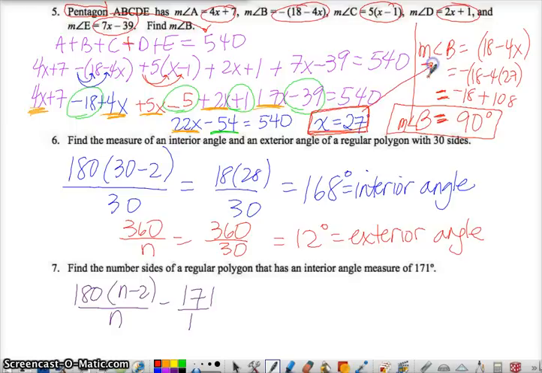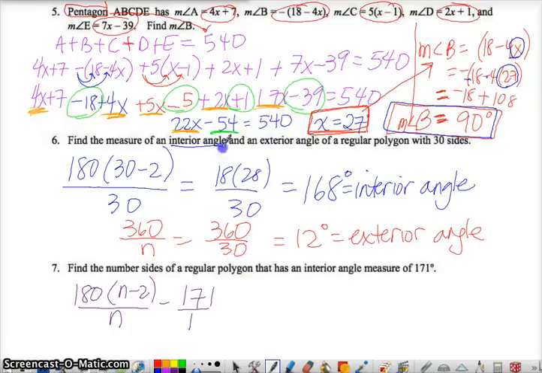The answer is find b. So I took that x and plugged it in here for x, and I distribute my negative, so I get negative 18 plus, because a double negative gives me plus 108, so my b equals 90 degrees.